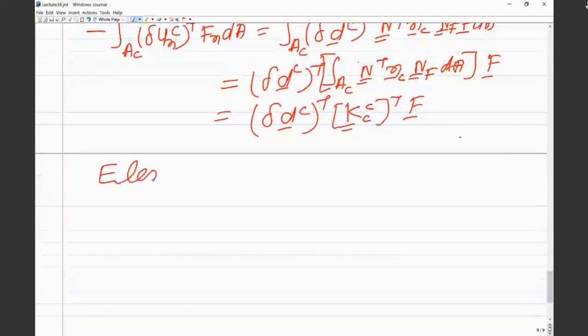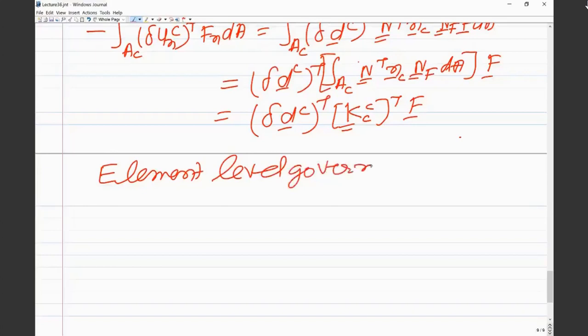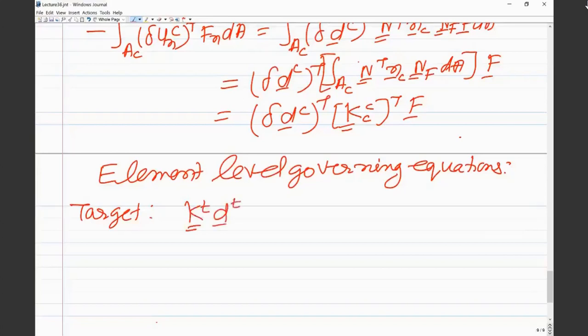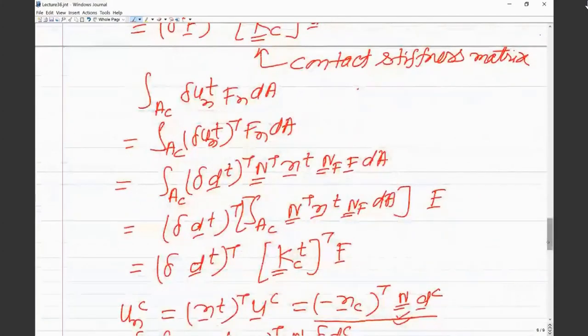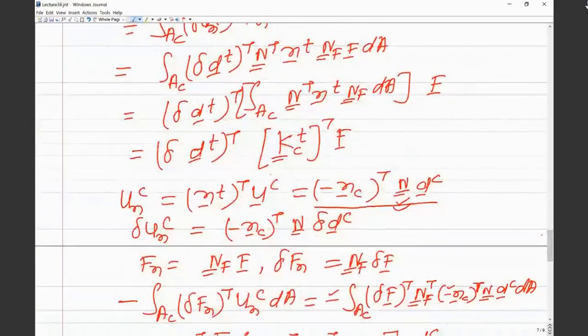So now let me write element level governing equations. So first of all, let's say the target body. So the target body, first term, we'll have the virtual work of stresses. So that will give us the stiffness matrix of the target body, so KT, and displacement, elemental displacement vector of the target body, DT, we will have. And then we have that contact term. So if you look at for the target body, I have written over here this term delta UNT into FN. So this is giving rise to basically delta DT transpose goes out. So we will have basically this term. So this will be there in the element level governing equation.